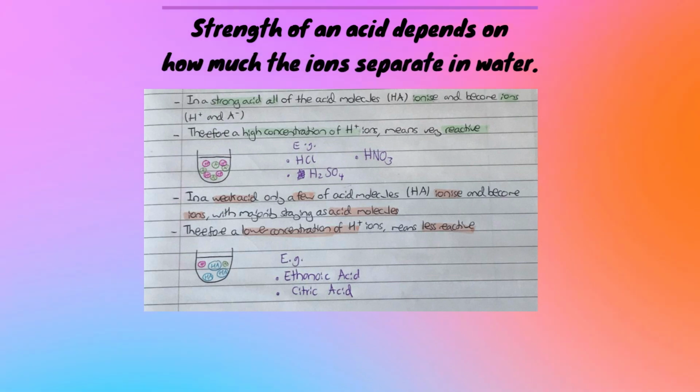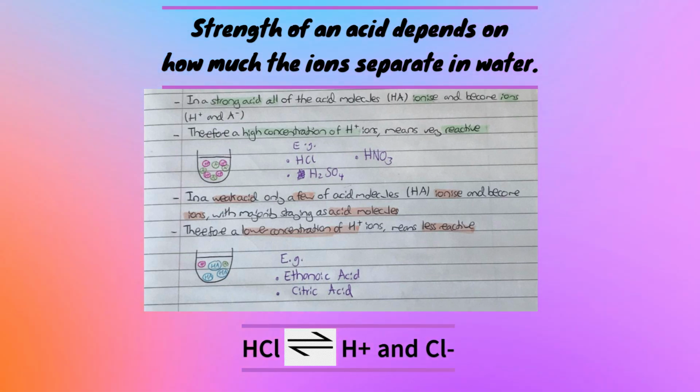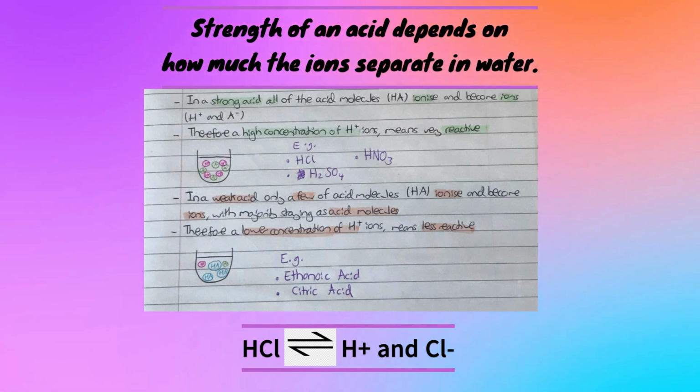So what actually is a strong or weak acid? Well, the strength of an acid depends on how much the ions separate in water. So for example, hydrochloric acid. Hydrochloric acid is a strong acid, so it fully ionizes into H+ ions and Cl- ions. This is a reversible reaction, and that means it will eventually reach equilibrium.